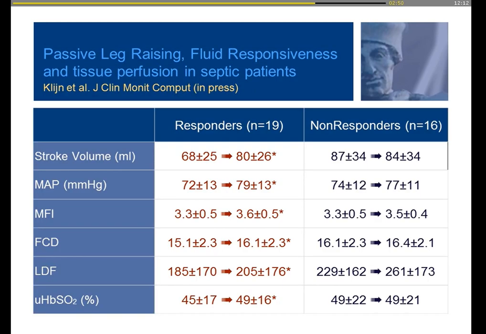And once you have this normal microcirculation, and this is again critically ill patients in the intensive care department, not the emergency room, we didn't do this study over there. Once your microcirculation is normal, then giving fluids and resolving a possible problem of fluid responsiveness won't help you. So this study is in press now.